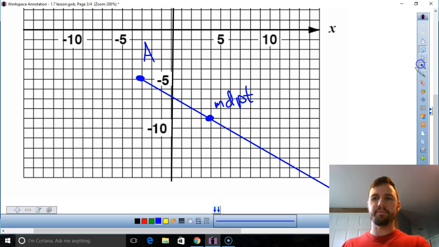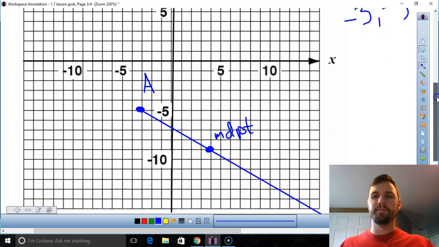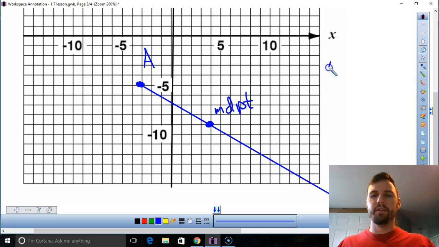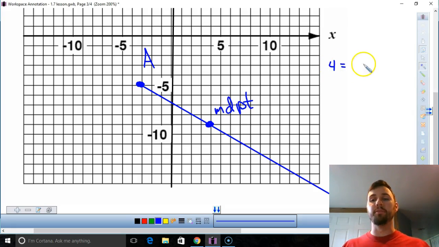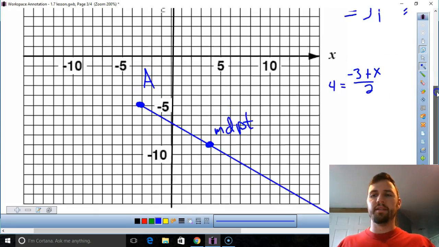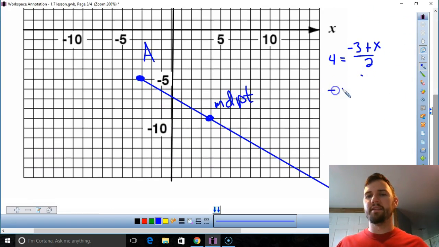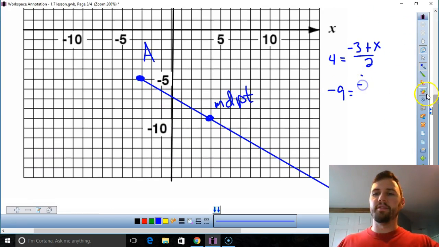Alright. Now, there's 2 ways to do this. You could set the formula. You have your 4, that's your x coordinate, your midpoint. So that's equal to the average. So 4 equals negative 3 plus x over 2. And the other one would be negative 9 equals negative 5 plus y over 2.